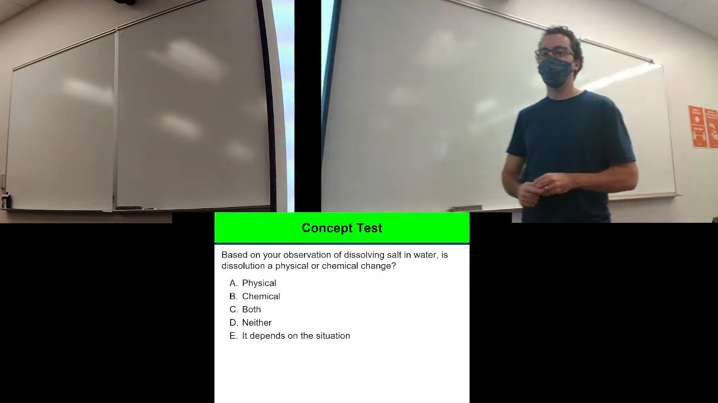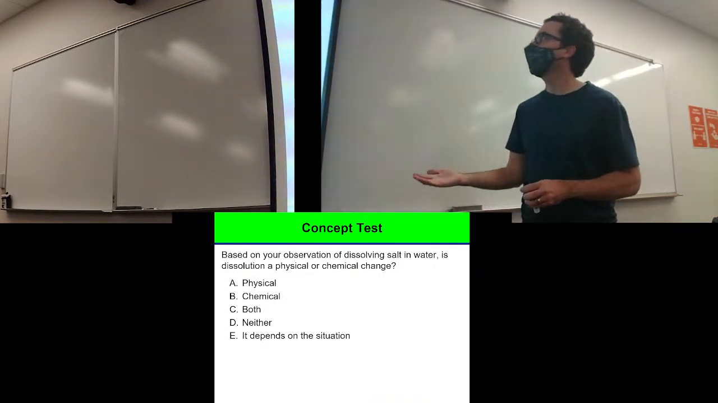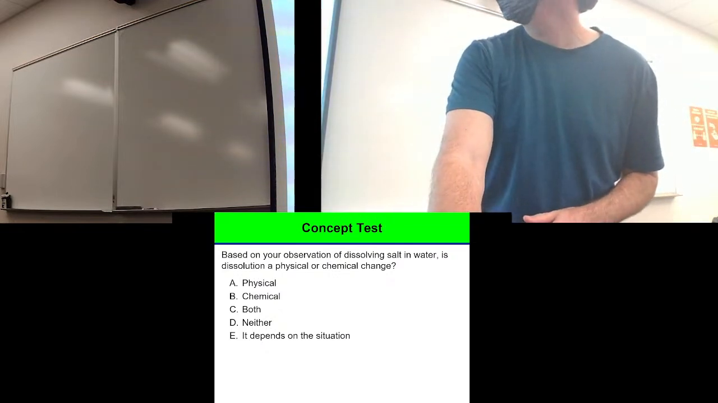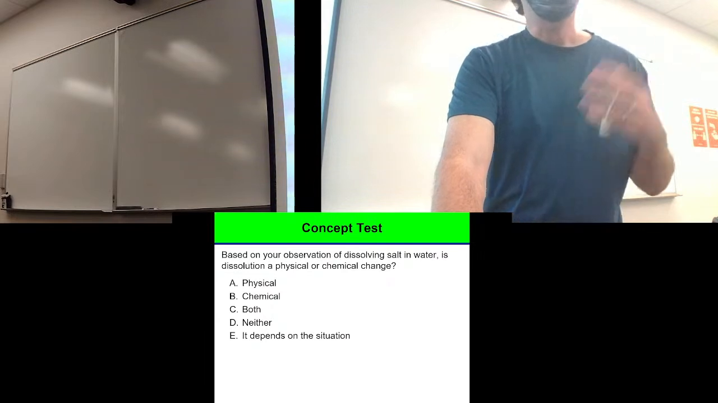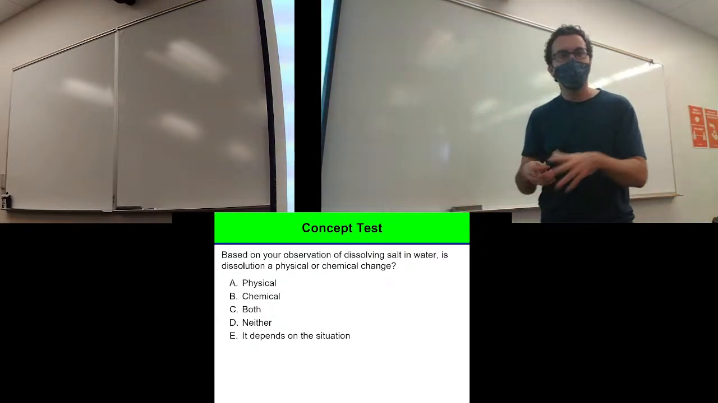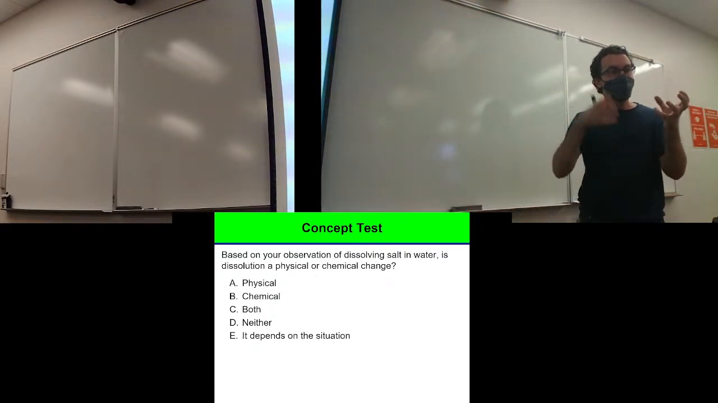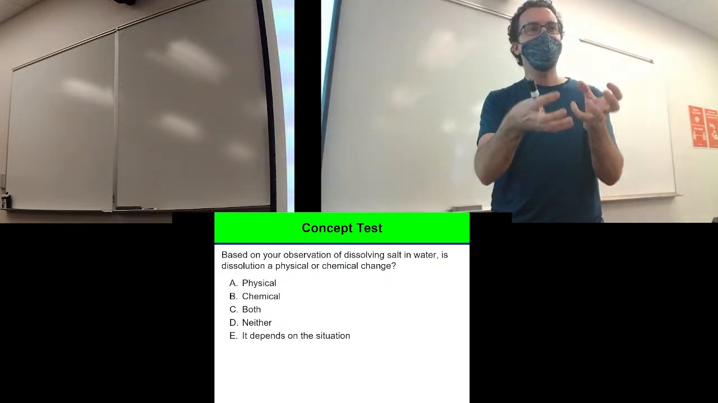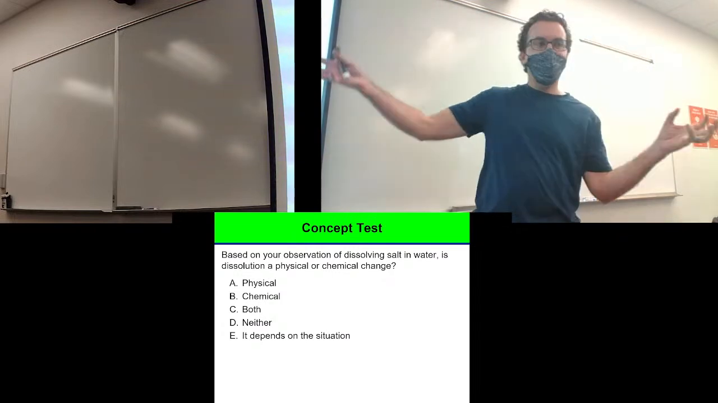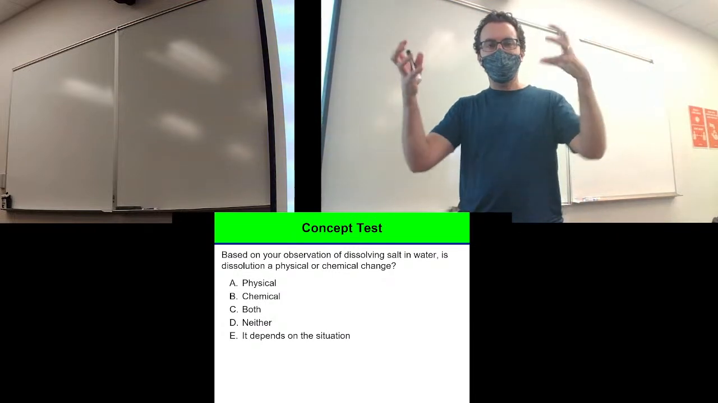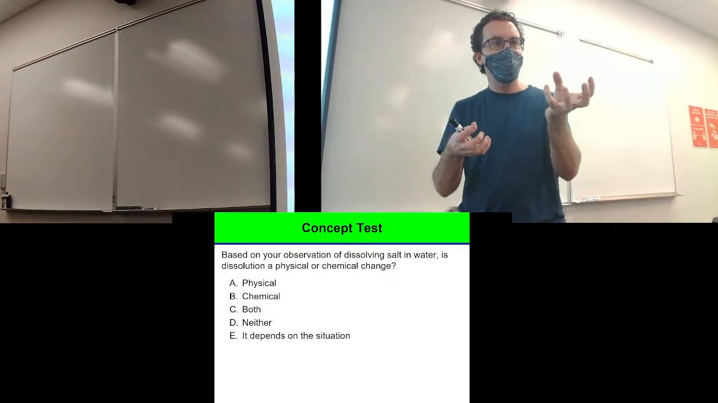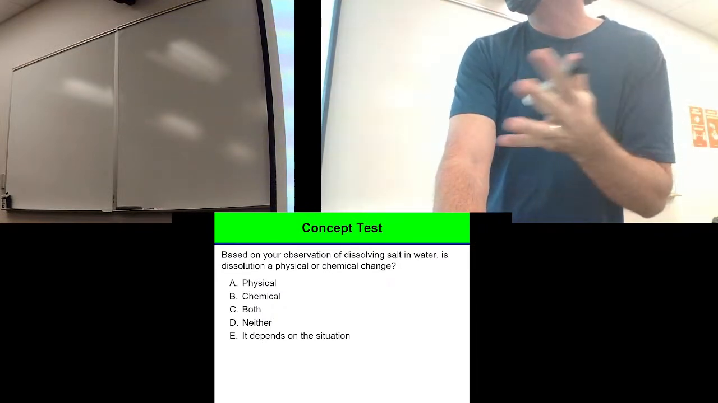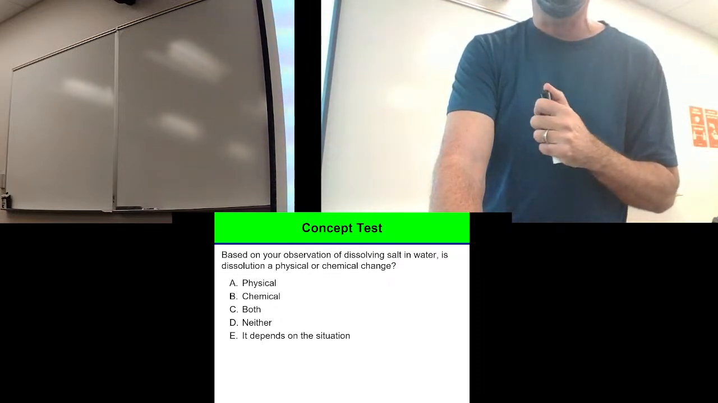And so when you dissolve salt in water, the dissolution is a physical change, okay? Because when you dissolve salt, it's sodium chloride, sodium ion and chloride ion in solid form. When you dissolve that in water, yes, the ions are separating, but they're still the same thing. It's still sodium ions and chloride ions. So nothing chemical is happening here. It's just a physical change.